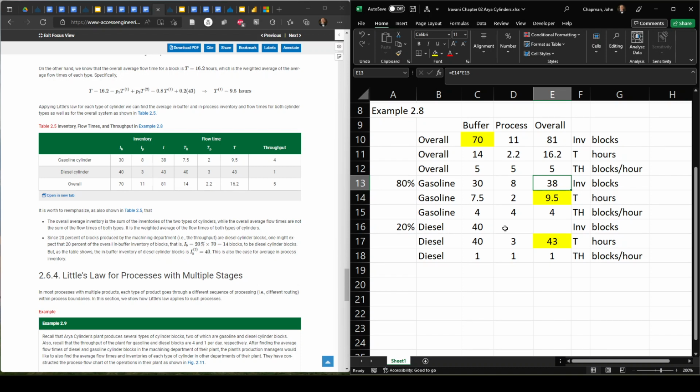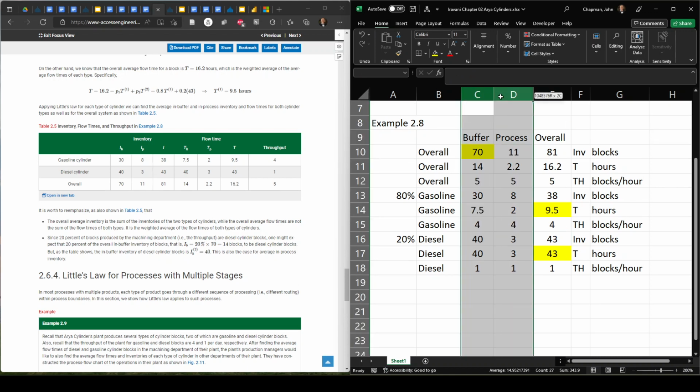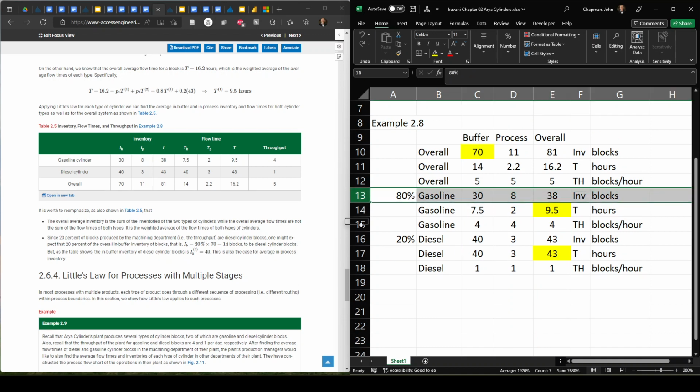Down here in the diesel, we can calculate the inventory by using Little's law. 3 times 1 gives us 3, with the total inventory of that plus that, 43. And again, there's 2 ways to calculate this. You can sum these, or you can take the flow time times the throughput. And that fills out this entire table for multiple stages and multiple products.